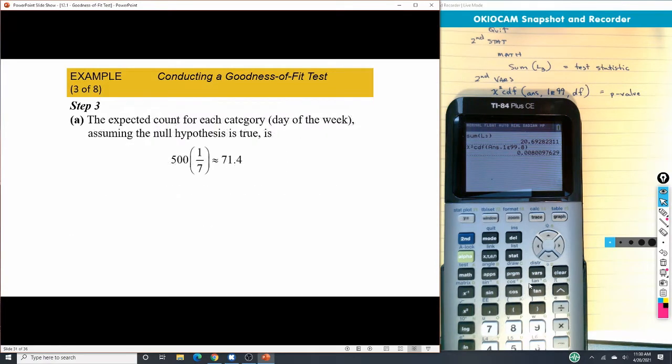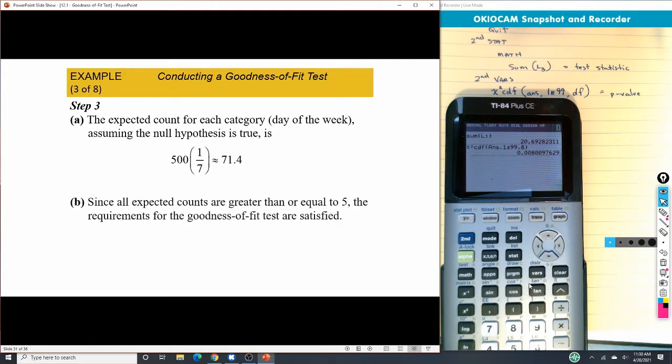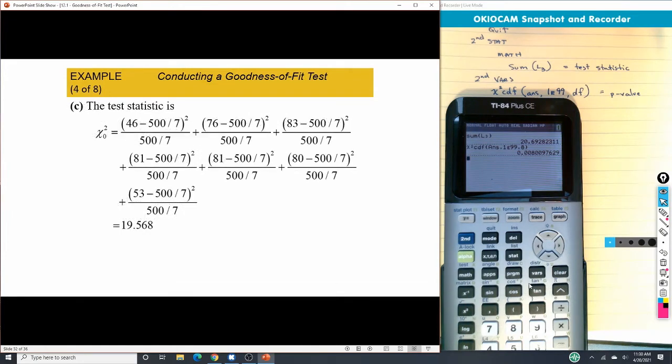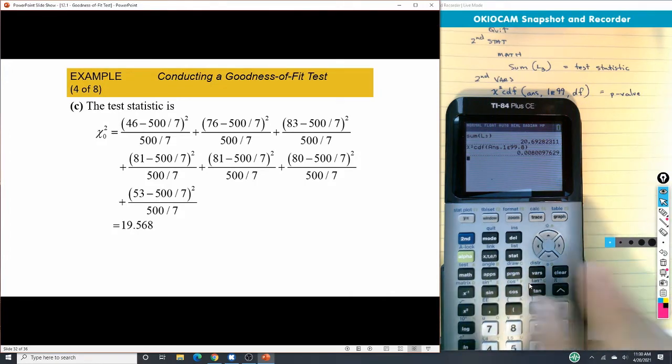Okay. And so if we take our 500, multiply by 1 over 7, every day has an expected value of 71.4, okay, for those. And so we would then go in. Now, they're doing the full by hand. We're going to use that calculator to do those pieces for them, okay?